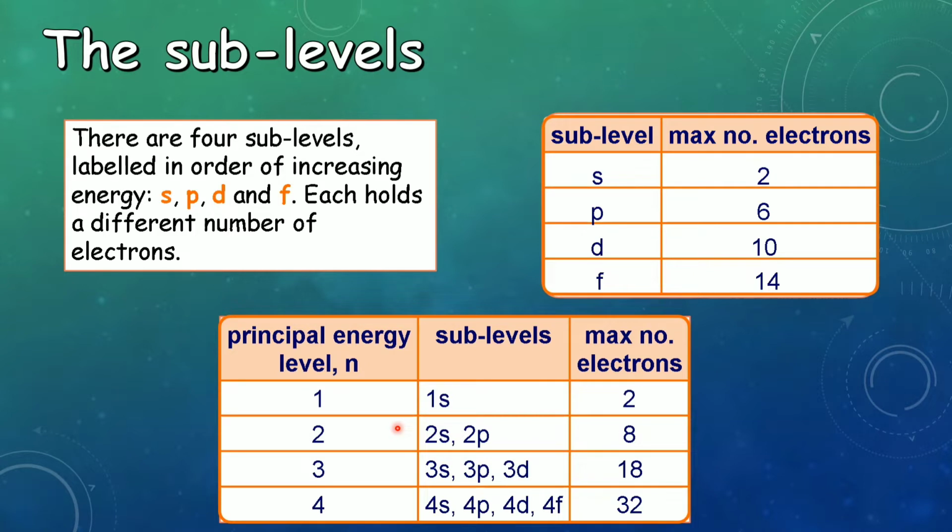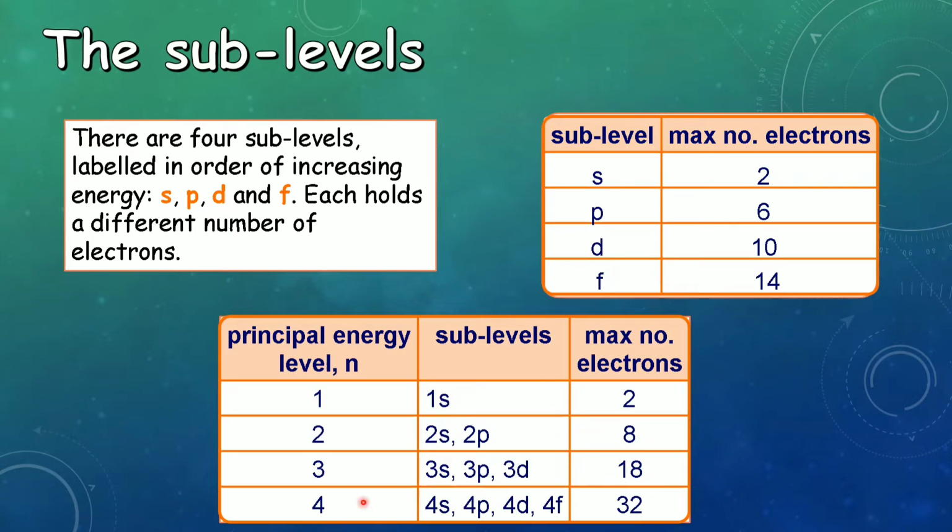Then for principal energy level number 3, as you can see, the sub-levels are S, P, and D. So we are going to add the maximum numbers of each sub-level. For the S sub-level, we have a maximum of 2. For P, we have a maximum of 6. So 2 plus 6, we have 8. And then the D sub-level has a maximum of 10. So 8 plus 10, the maximum number for principal energy level number 3 is 18.